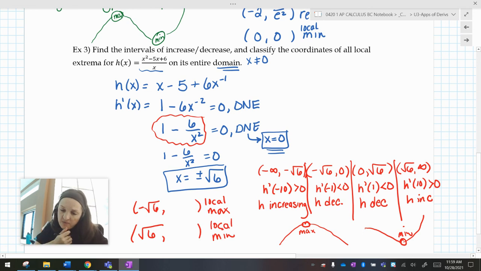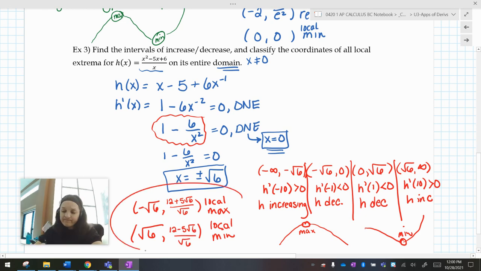And what is the something? Ooh, it's kind of gross. So let's see. Negative root 6 squared minus 5 times root 6 plus 6. Yikes. Well, I'm just going to write it in its kind of nasty looking form here. That's going to be 12 plus 5 root 6 over root 6. I'll live with it. And then that's going to be 12 minus 5 root 6 over root 6. Yucky, but true. So that is the end of this.